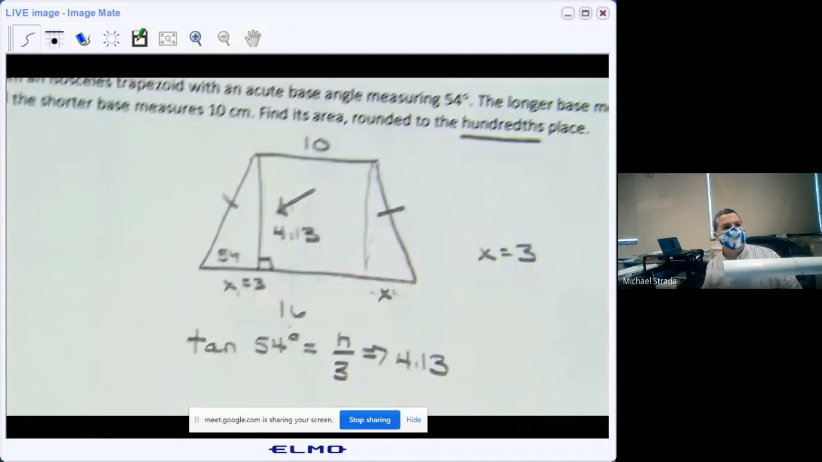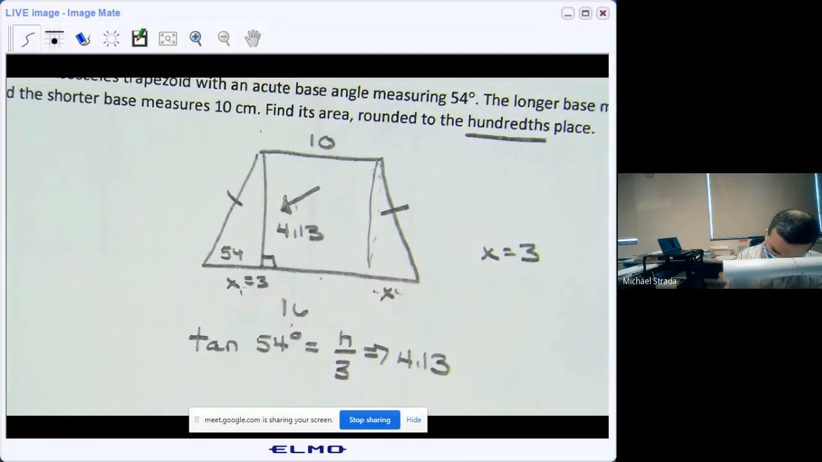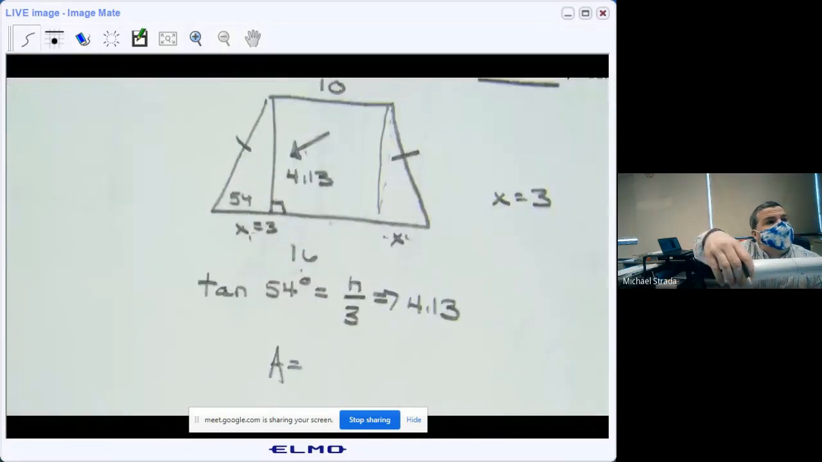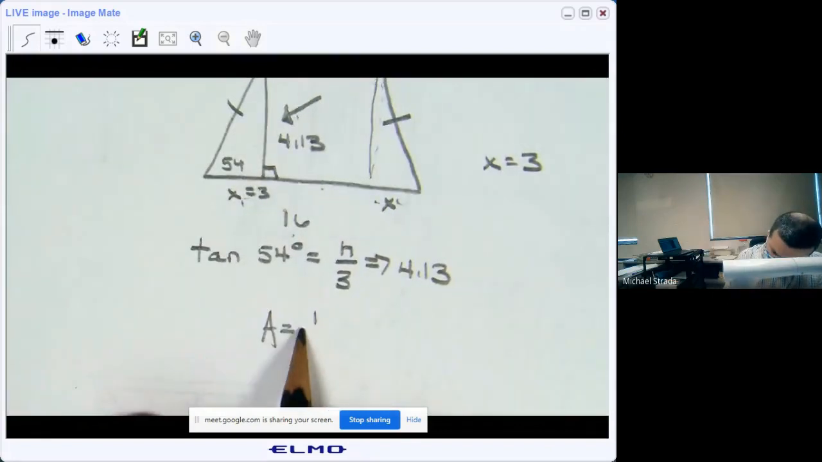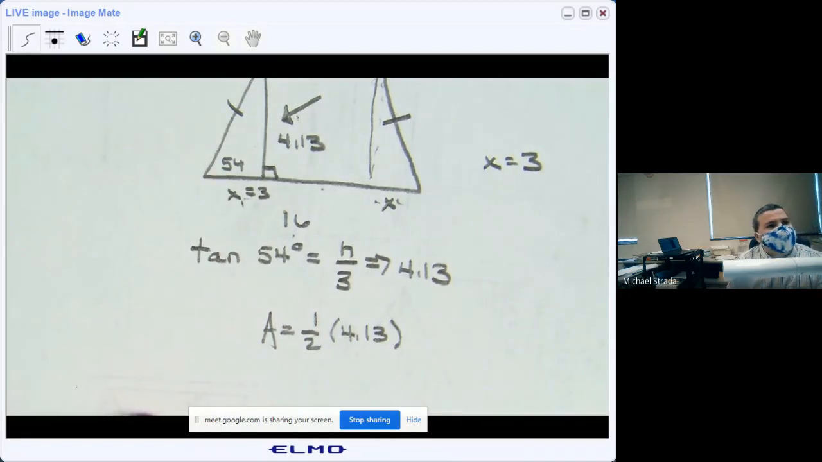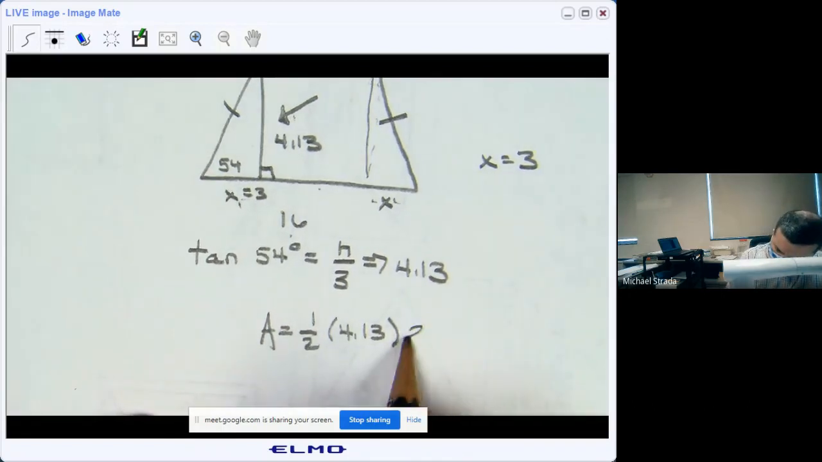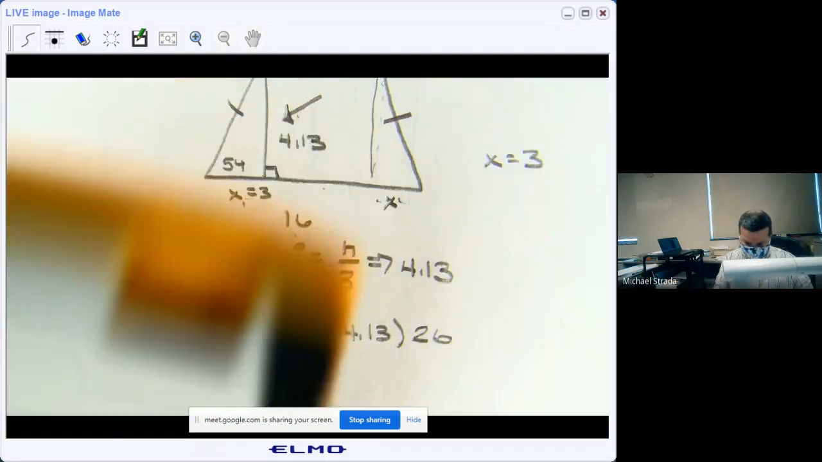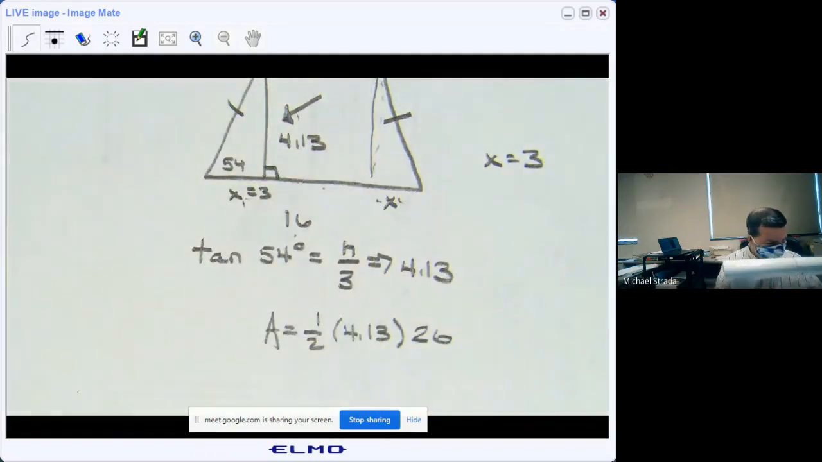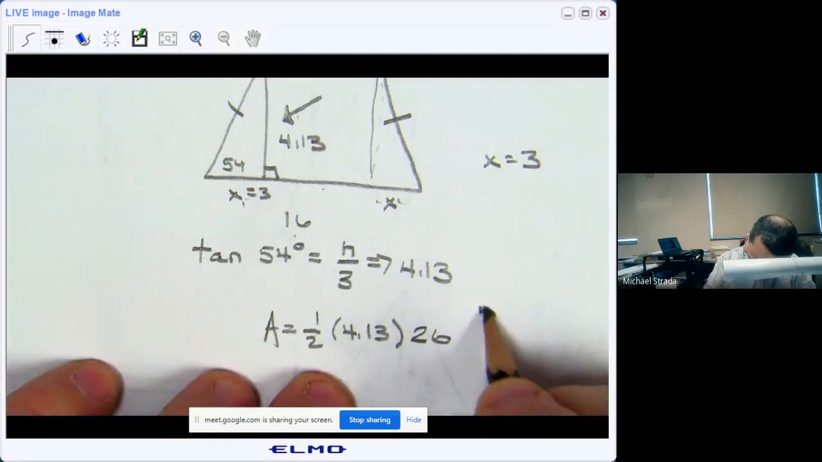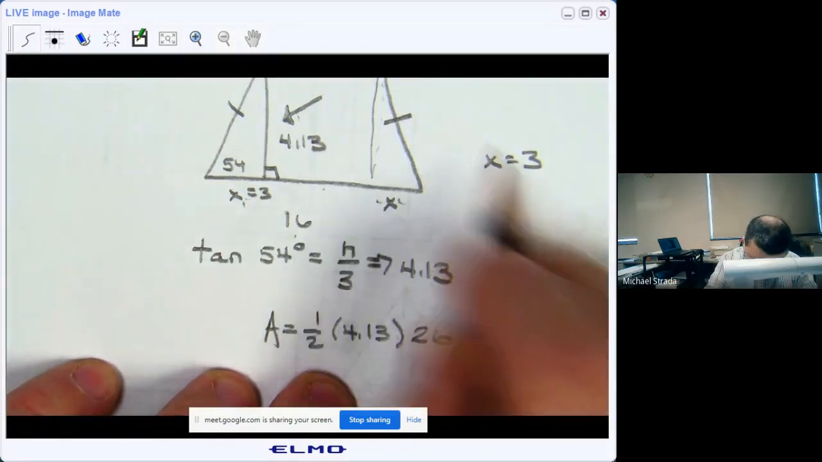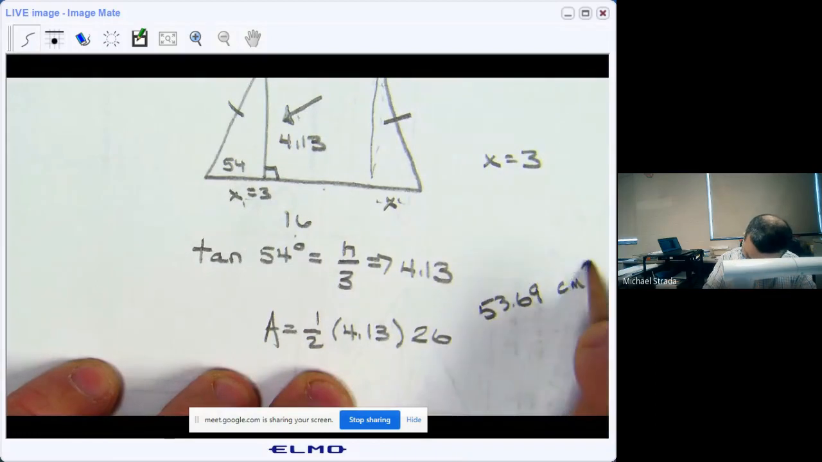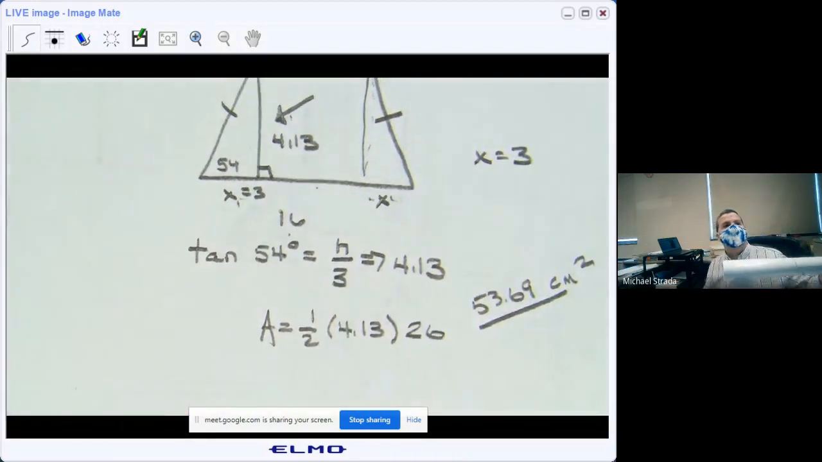All right. Area equals, scrolling on down the road, one half the height, which we found to be 4.13, and then the sum of the bases. What would 10 plus 16 be? 26. All right, what's half of 26? 13. So you would do 13 times 4.13, and you would get approximately 53.69 centimeters squared. Boom, shakalaka.